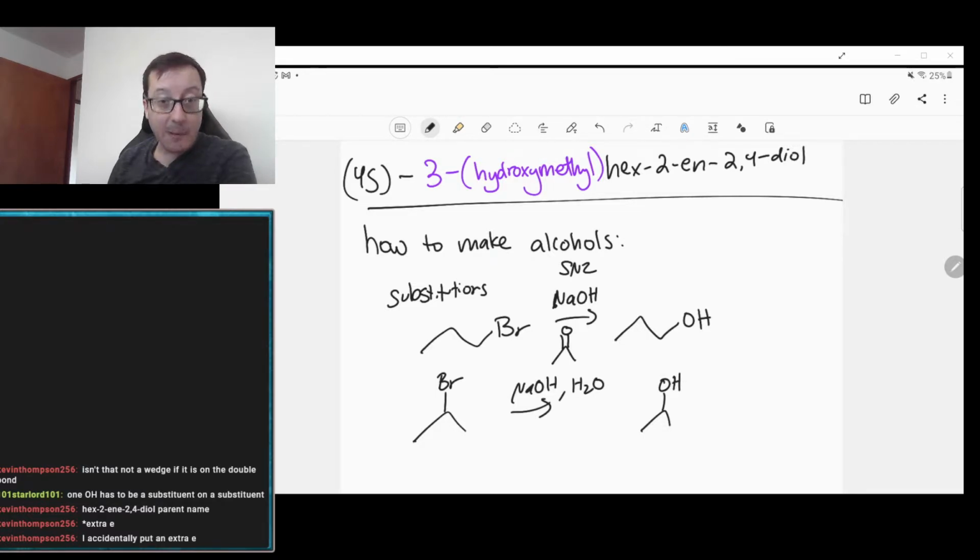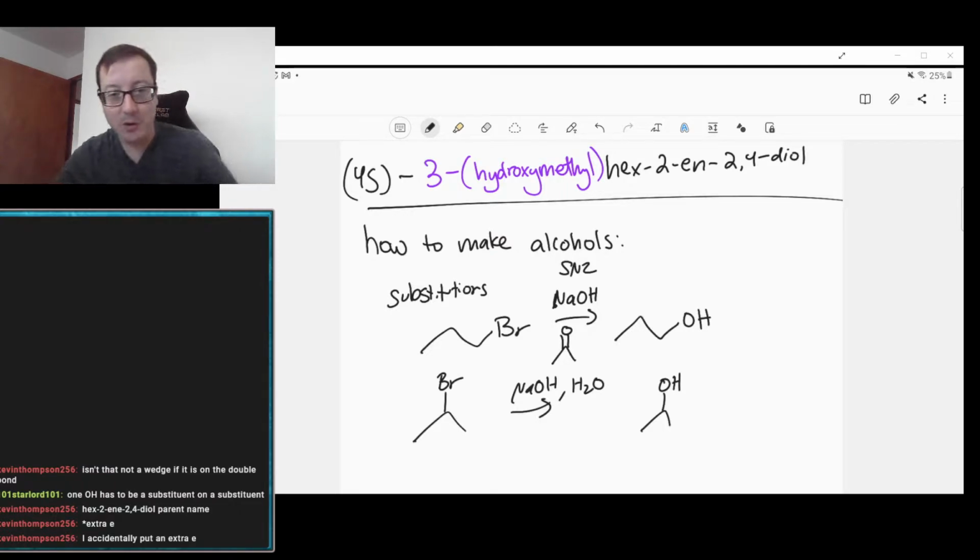You can make alcohols by substitution. Of course, primary ones you do SN2, for tertiary you do E or SN1, but with secondaries you could presumably do either. Although again, it's less favorable for both of them. So that's one way we can make alcohols that we know so far.